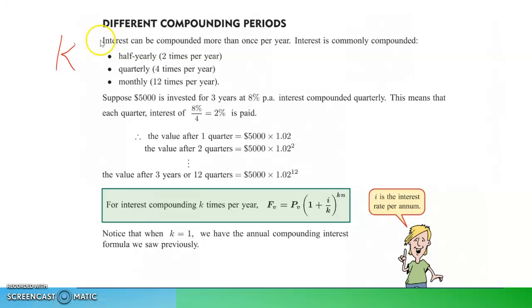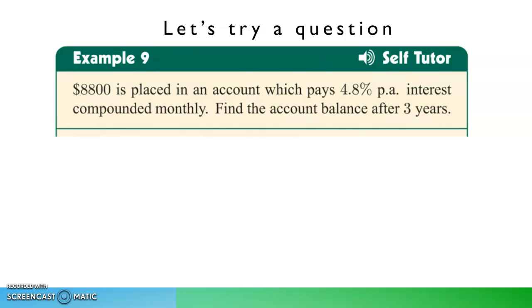Sometimes interest can be compounded half yearly, so that's where K would equal 2, because that's 2 times per year. Sometimes it's compounded quarterly, so 4 times per year. K would have a value of 4. And sometimes interest can actually be compounded monthly, so 12 times per year, once per month, and therefore K would have a value of 12 in that scenario. I'm not going to go through this example for you here because it's pretty self-explanatory, but I am going to go through the example on the next page.